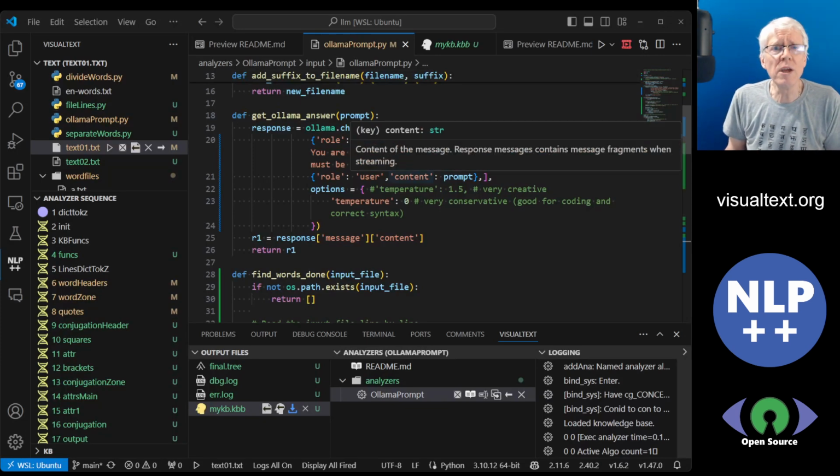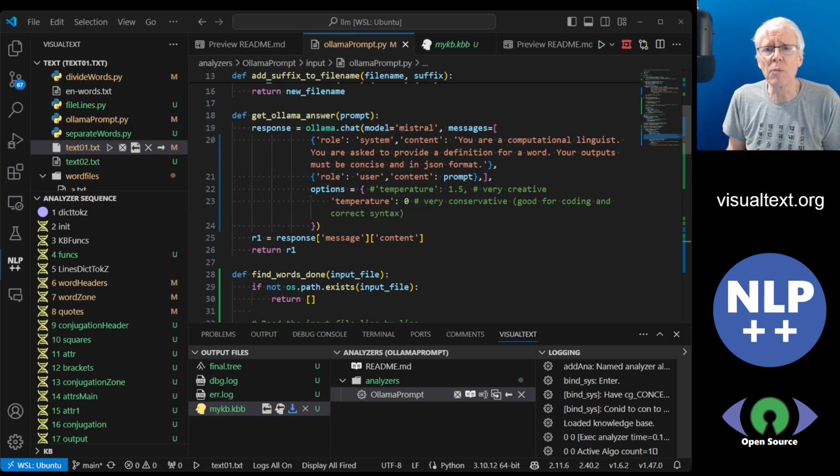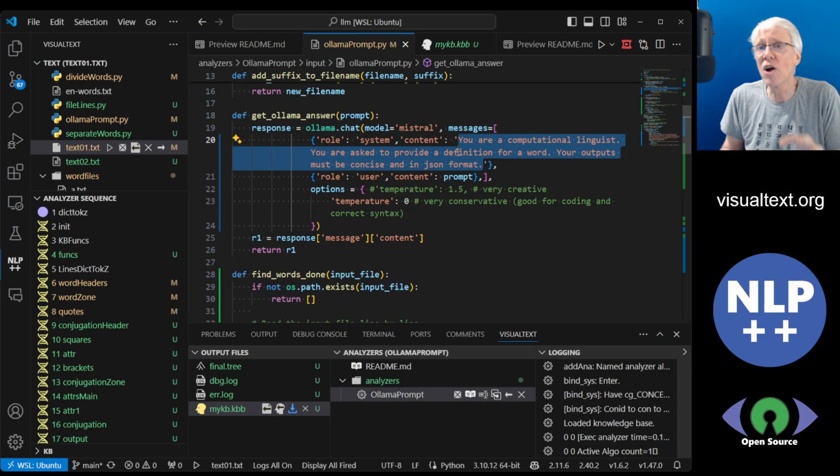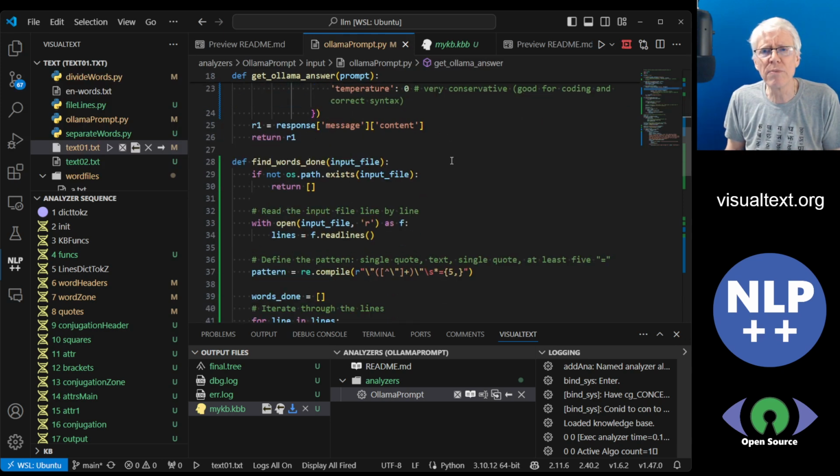So what I'm showing you here now is a program, and in that program, we're going to tell this Ollama, or this ChatGPT, or large language model, what we want out of it. And we tell it, we want you to be a computational linguist, a person who knows all about computers and language. We are going to ask you about the definition of the words. We want those outputs to be concise and in a computer format.